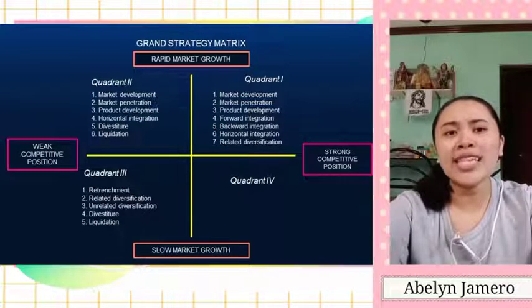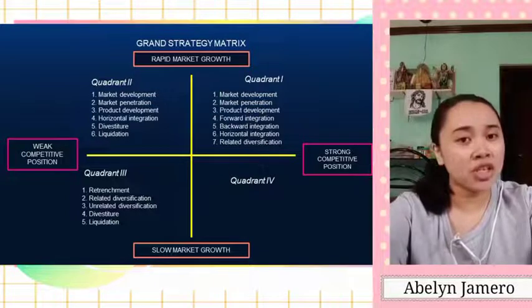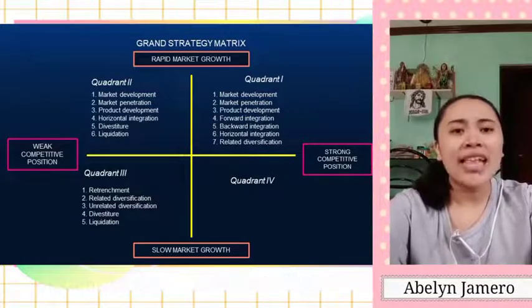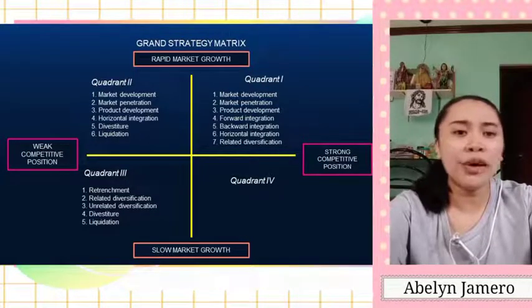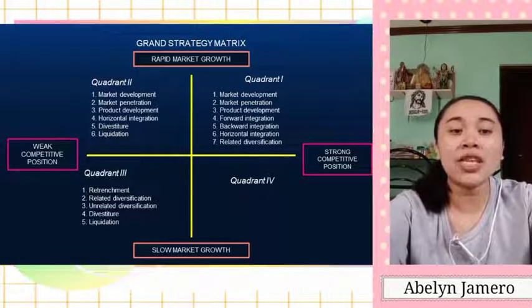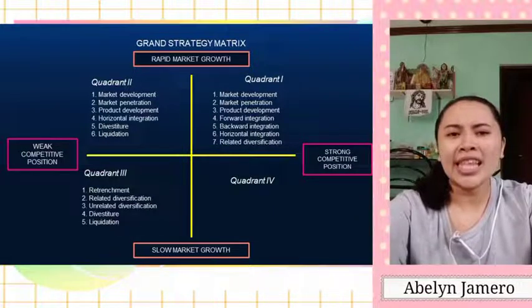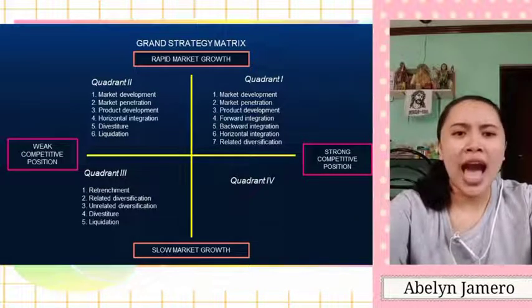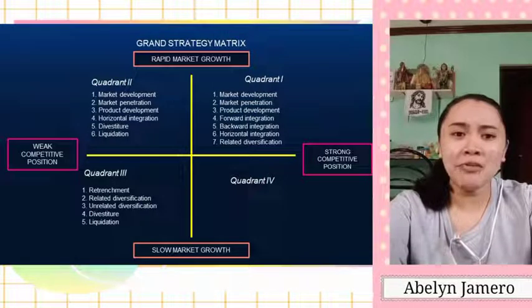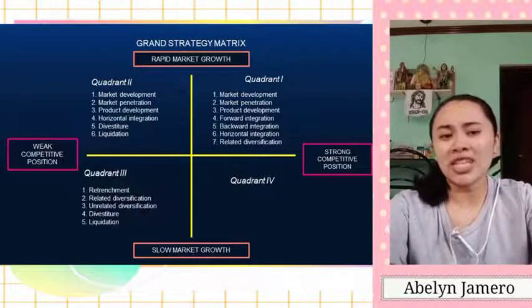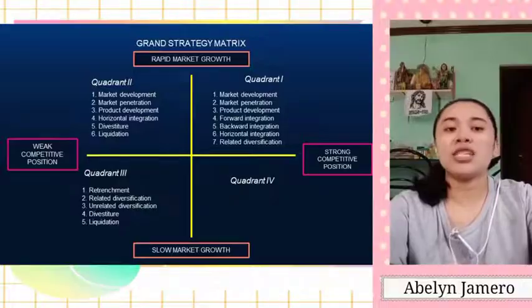For the right step in this position, the firm should first pursue retrenchment for extensive cost and asset reduction, then shift resources away from the current business into different areas, and then diversification may also be used. And if there's still no effect, if it still failed, the firm's final resorts are divestiture and liquidation, just to save the remaining resources they have.